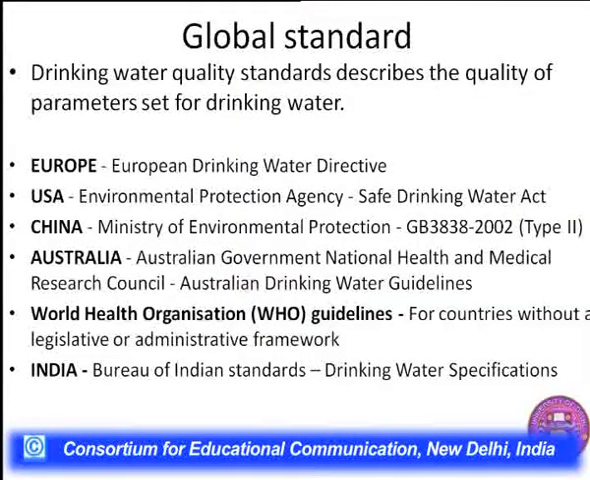Different countries, globally and nationally, create different types of standards, because there is no compromise we can make with the standard for drinking water. In Europe, they follow the European Drinking Water Directive. In the USA, they follow the EPA, Environmental Protection Agency, drinking water guidance under the Safe Drinking Water Act. China has the Ministry of Environmental Protection, and Australia has its national standard, so country-specific standards are available.